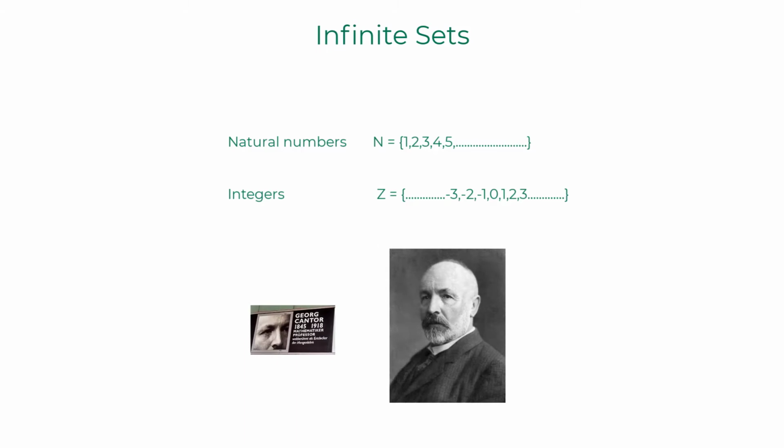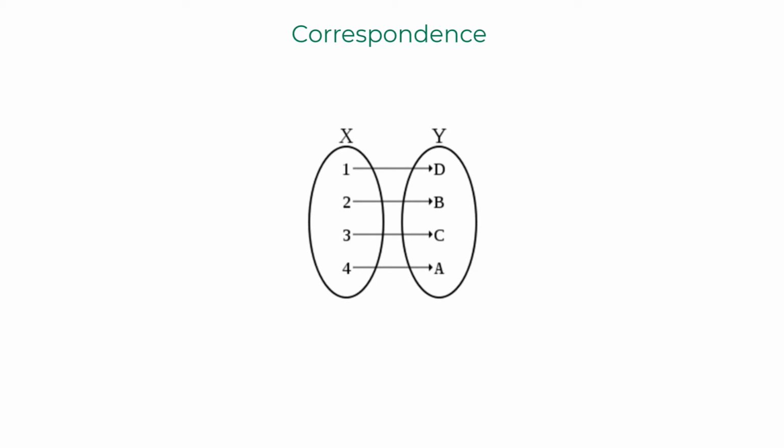Georg Cantor, a famous mathematician in the late 1800s, was concerned about measuring sizes of infinite sets. He observed that two finite sets have the same size if the elements of one set can be paired with the elements of the other set.